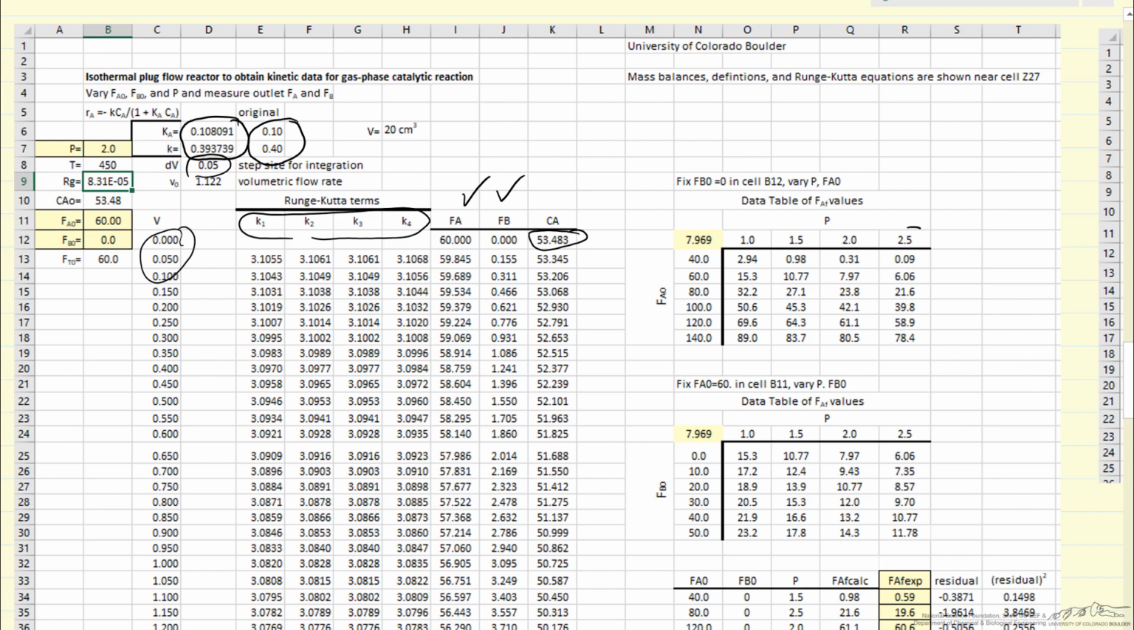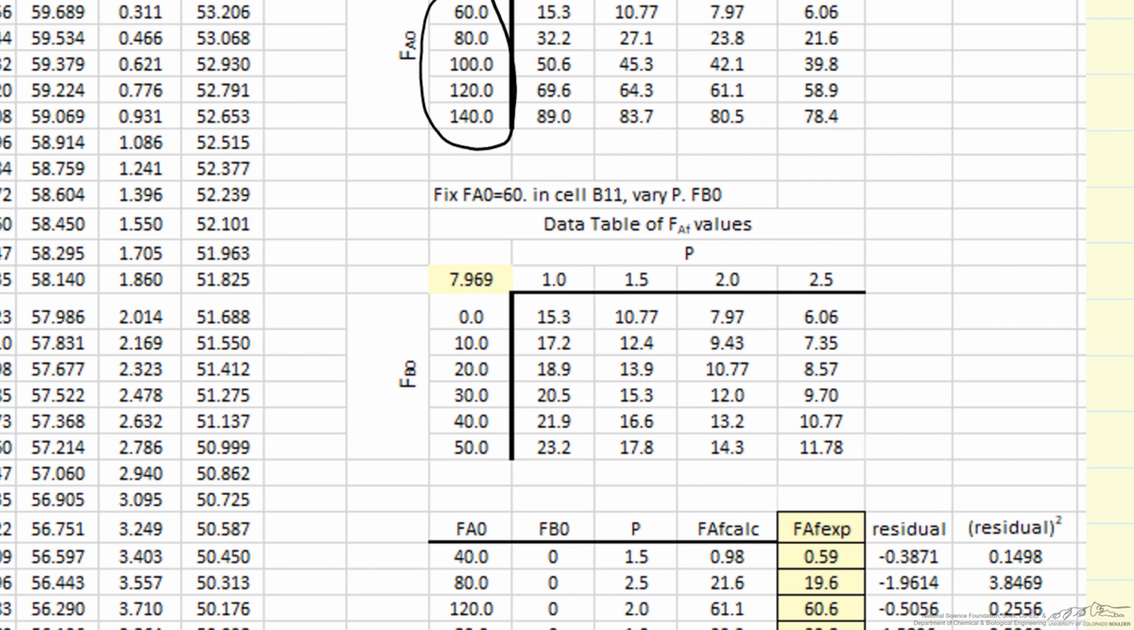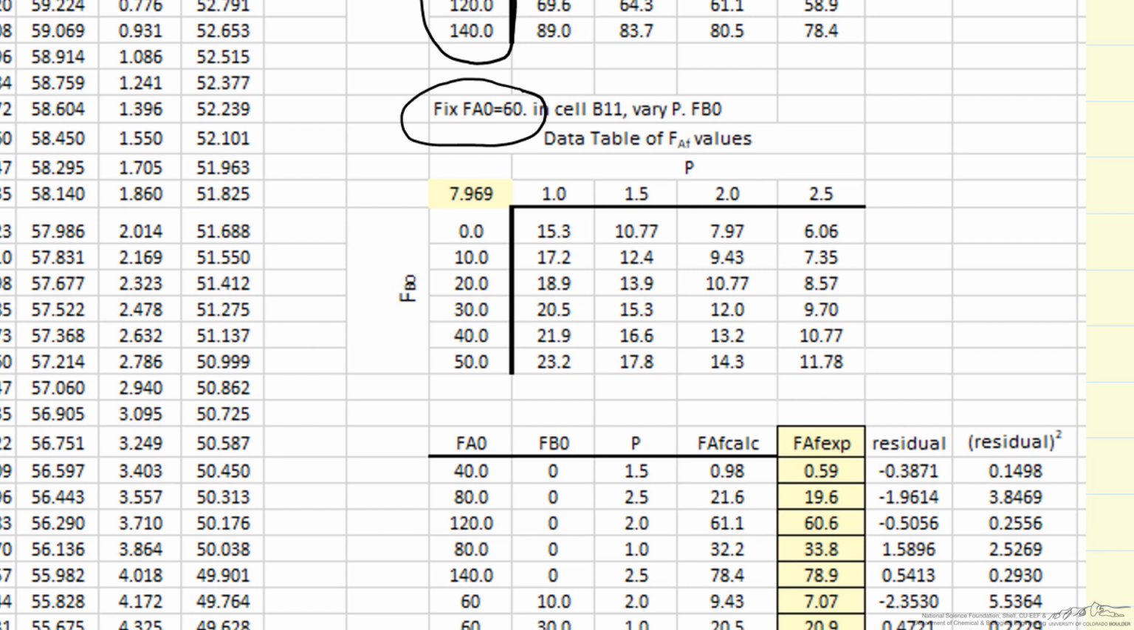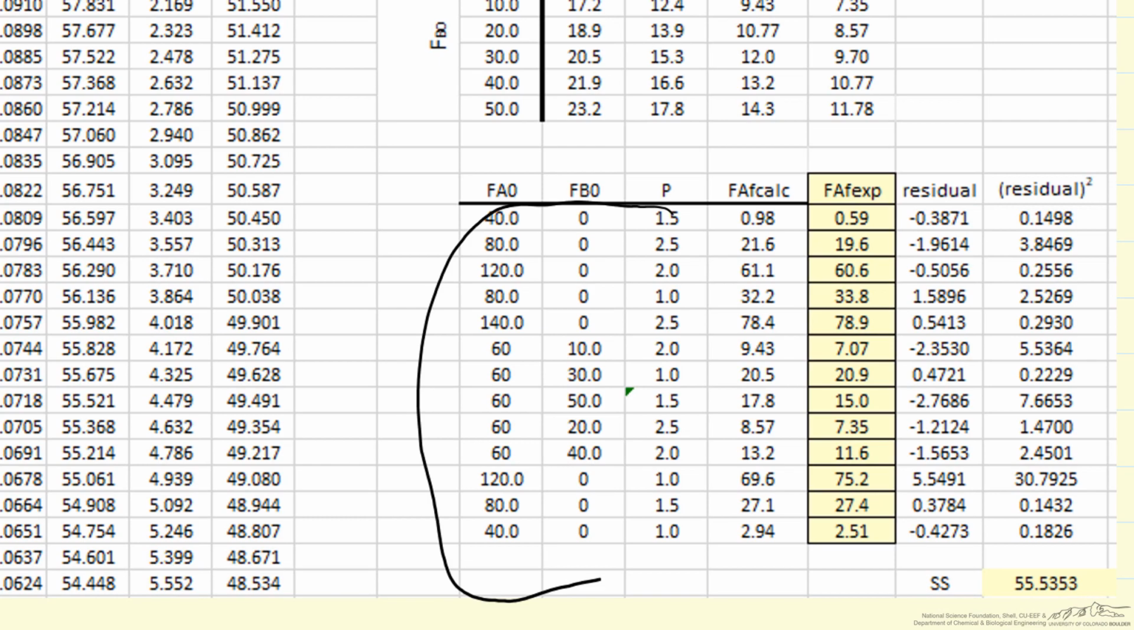And then what I'm showing on the right are the two data tables. In this case, for these values of the flow rate of A and for these pressures and a flow rate of B of 0, I can generate all these solutions by repeatedly solving these ordinary differential equations. And then the second table shows where we fix the flow rate of A, and again we solve for all these values. We don't use all these values, but it's much easier to generate them all and then pick out the values. These are our experimental conditions.